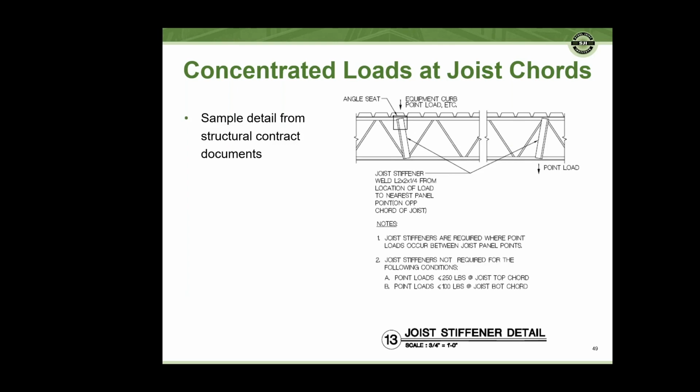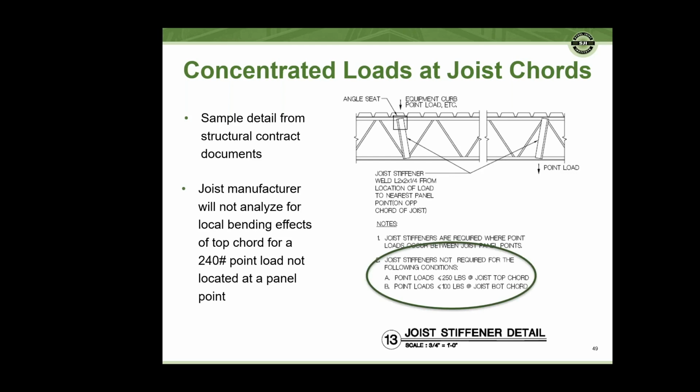And as you can see, this is an example of a section out of a set of contract documents. So it's a sample detail where the guidance is given. The guidance is given that stiffeners, they're calling them stiffeners, but struts or stiffeners or braces are not required for the following conditions: point loads less than 250 pounds on the top chord or less than 100 pounds on the bottom chord. The joist manufacturer will take that information and put that on the placement plans and will not analyze for local bending effects of the top chord for, let's say, a 240-pound point load at the top chord or a 90-pound point load at the bottom, and anything above that requires field-added struts in the field.